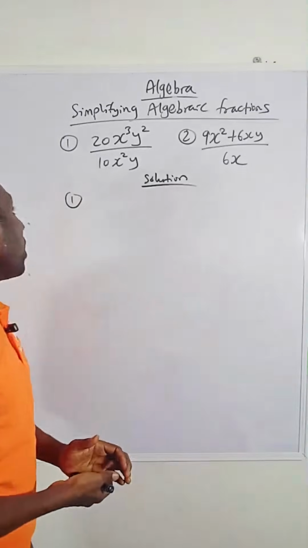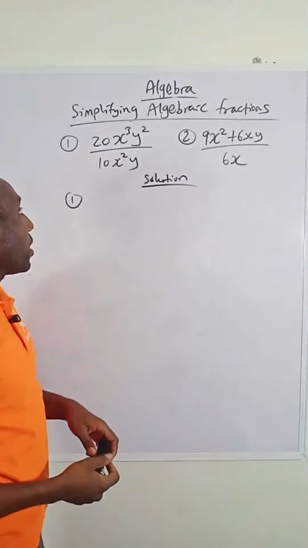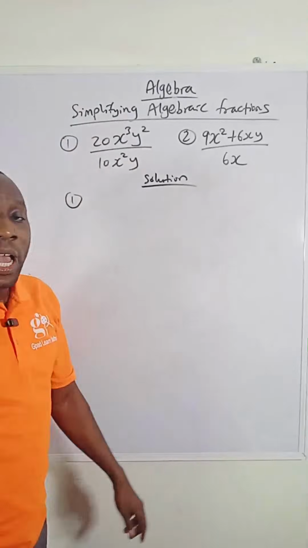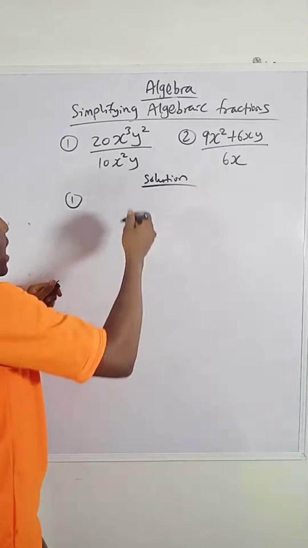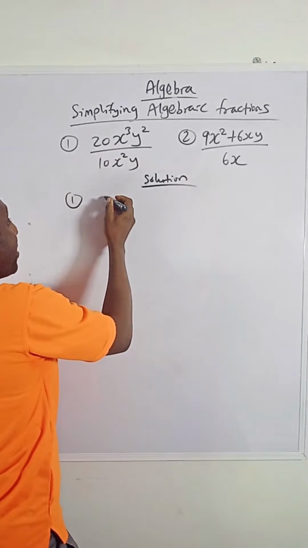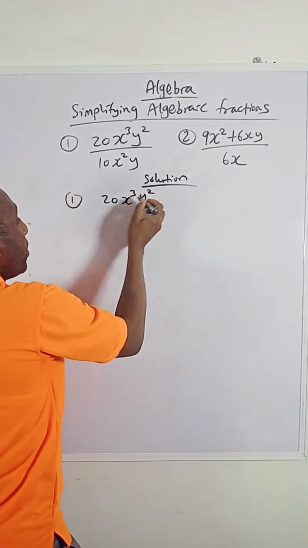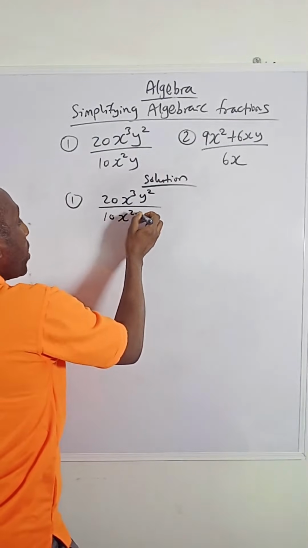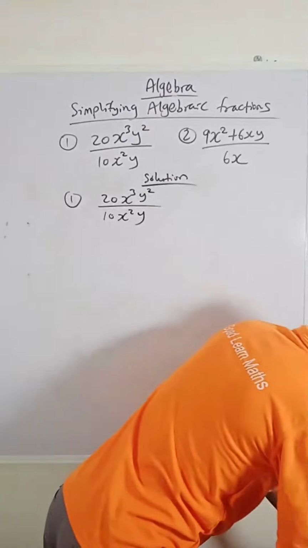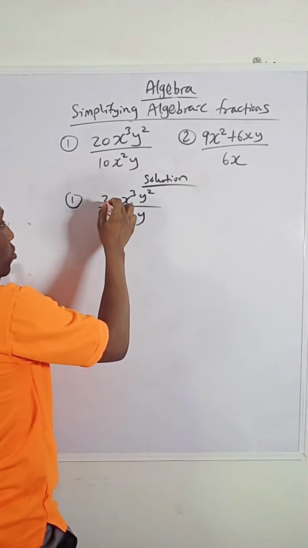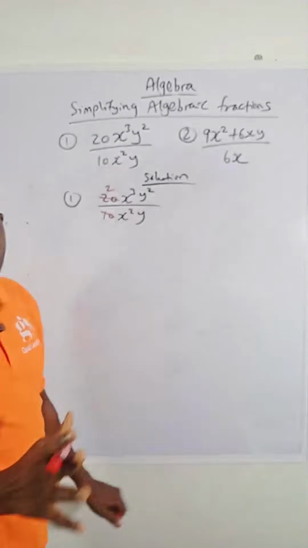Yeah, you cancel out. When you cancel out, how are you going to get your answer? 20x cubed y squared over 10x squared y. How do we do this? Let me just rewrite it here. So we have 20x cubed y squared over 10x squared y. How are we going to simplify this? You can say 0 cancels 0, or 10 into 20 is what? 2. Are you seeing that?